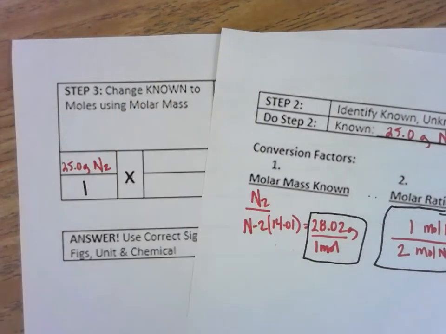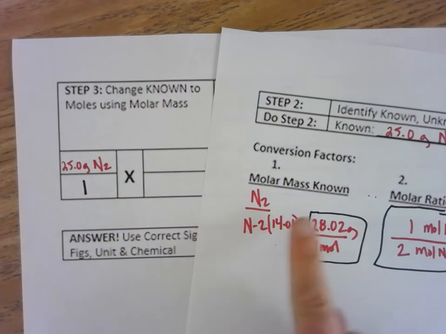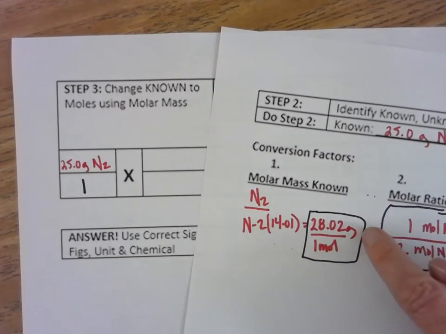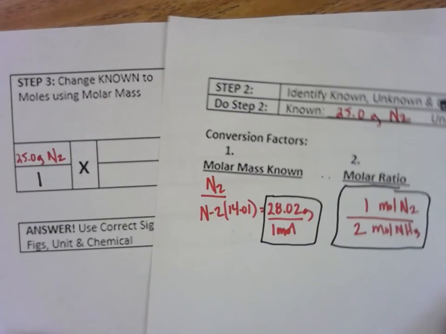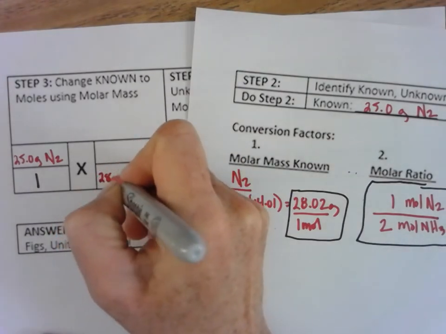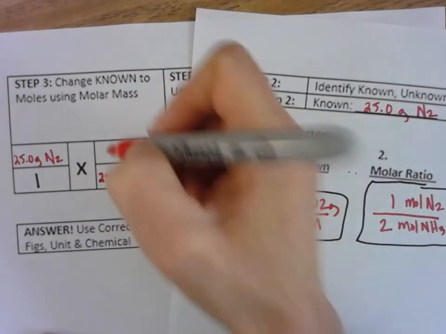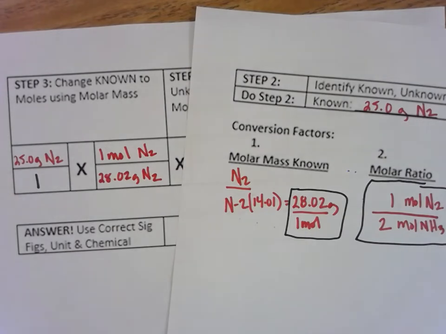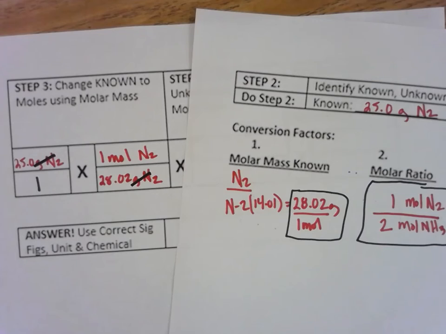And I'm going to use the molar mass of the known, so here it is. My grams is here, 28.02 grams, so I gotta look here. Oh, grams is on top. So I'm going to put the 28.02 grams on bottom so that my grams cancel and my moles will be on top. I'm going to cancel these things out so that I know what unit I'm in. So I'm clearly in moles.